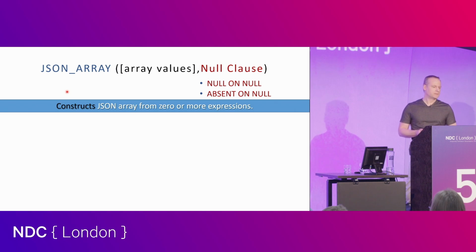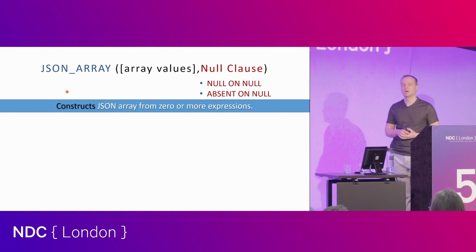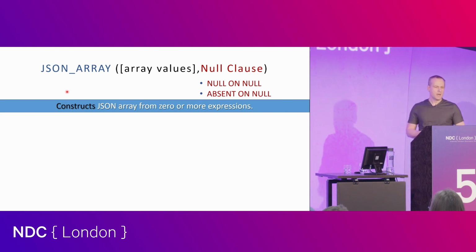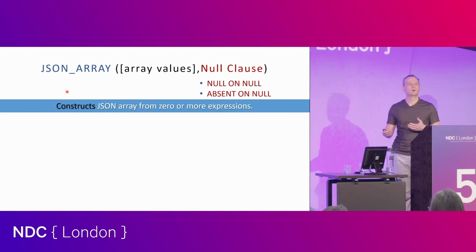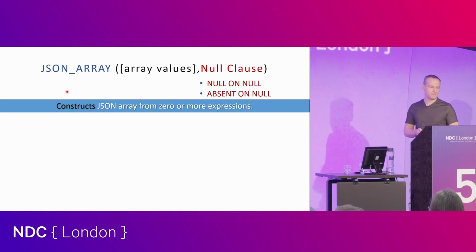Next one is JSON_ARRAY. That's one of the new ones, came out with 2022. And this one just constructs a new JSON array in SQL Server itself. There's an optional parameter here, which is a null clause, which controls if you want to keep the nulls or not in the JSON array.